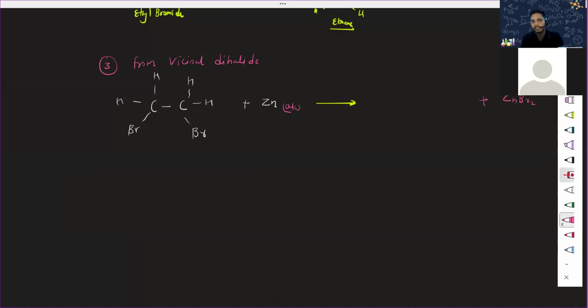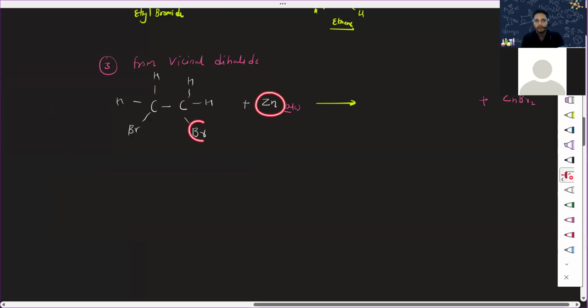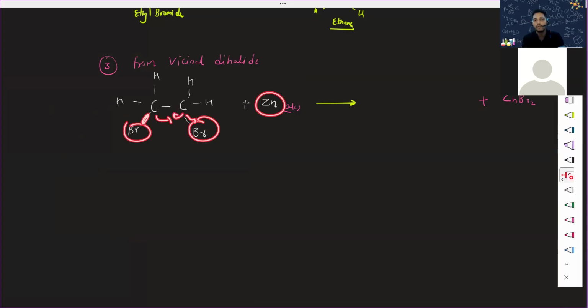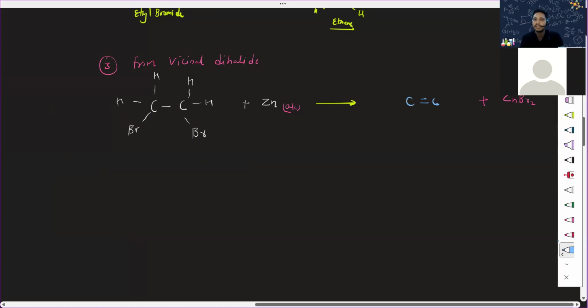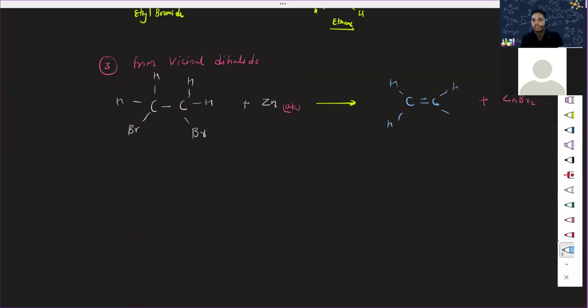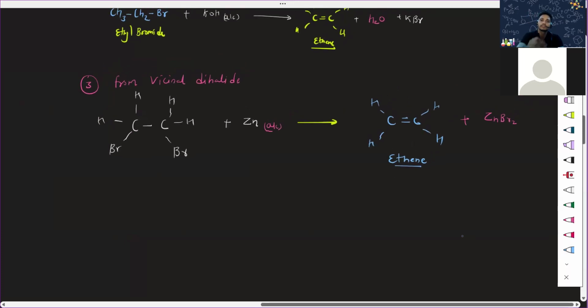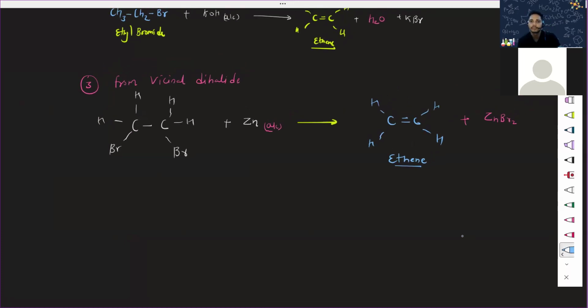This point is very much clear. Zinc will take care of Br and Br, so this bond is broken down. Now this carbon and this carbon will form a bond between both of them. So it's C double bond C, right? Br is not there, so hydrogen, hydrogen, hydrogen, hydrogen. Again, we got ethene. Any doubt in this reaction from vicinal dihalide? Clear? Okay.